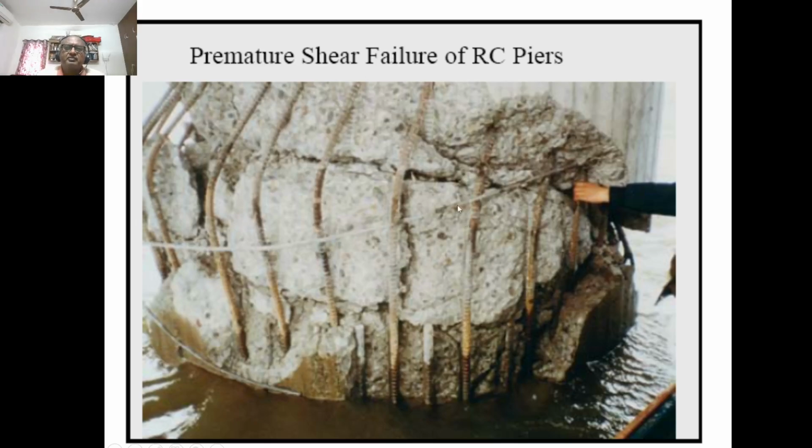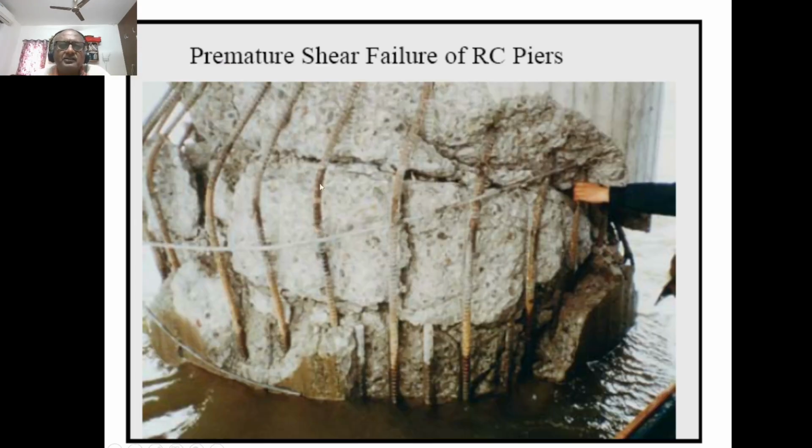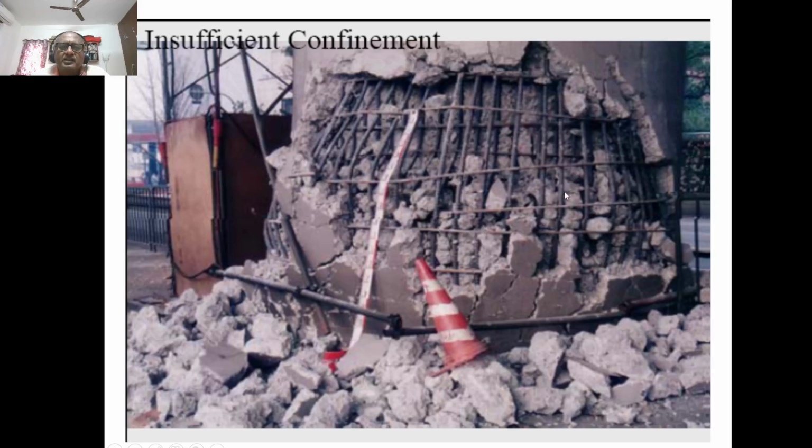This is a shear failure that happened, as you can see here. All the cover is gone and the main rebars have also buckled, which is a serious problem. This is another case of insufficient confinement. This picture is taken from outside India. The cause is the heavy shear that is there.